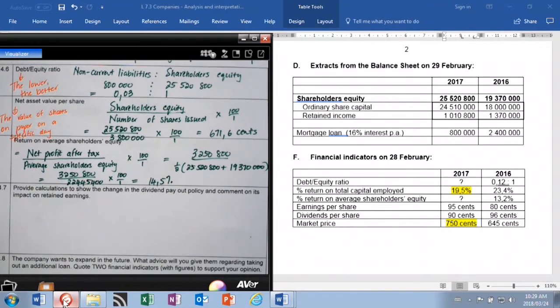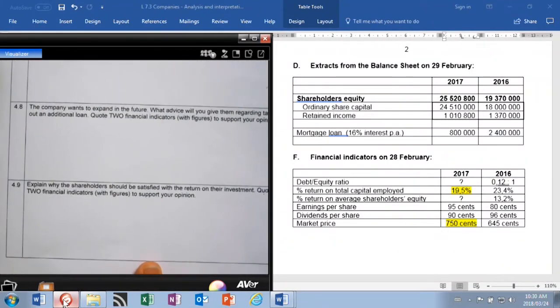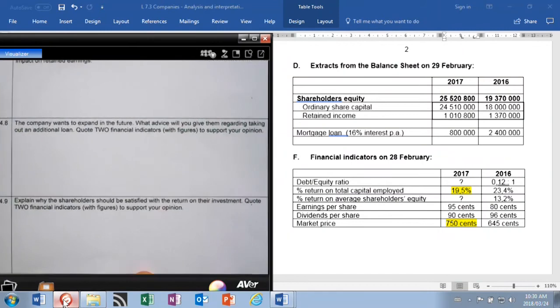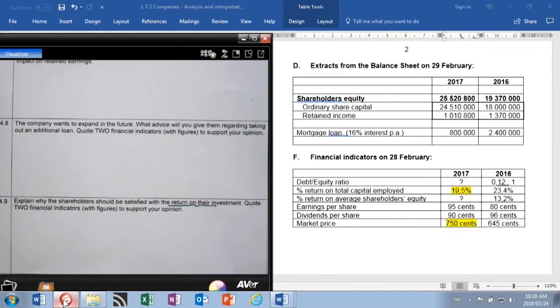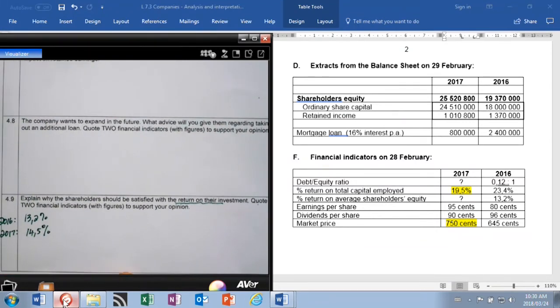The question that they ask on this one is question 4.9. Explain why the shareholders should be satisfied with the return on their investments, quote financial figures. I will just say that I will not be very happy if I'm a shareholder, because this 14.5%, and the 13.2% last year in 2016, and 14.5% in 2017, is not a very high percentage.